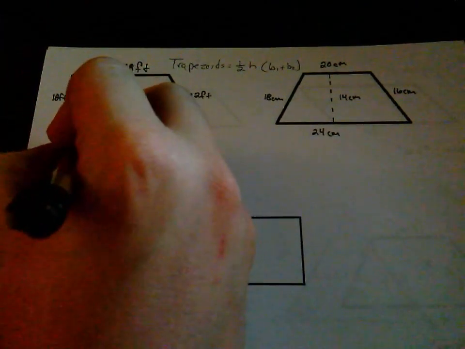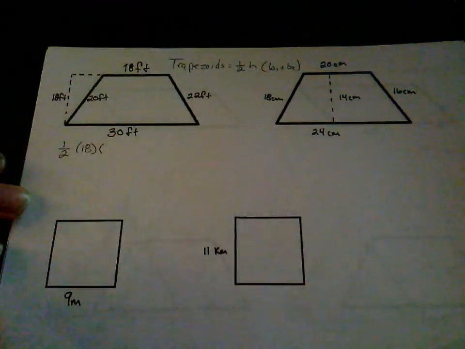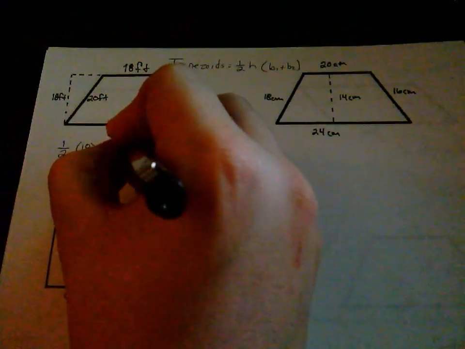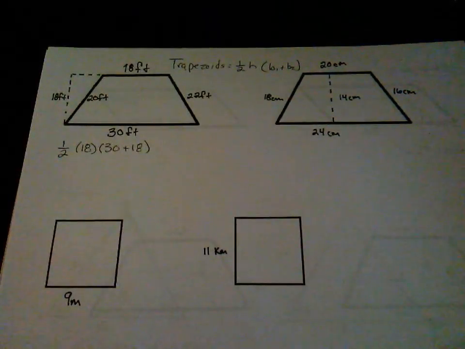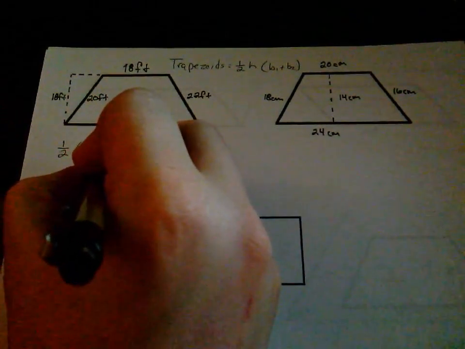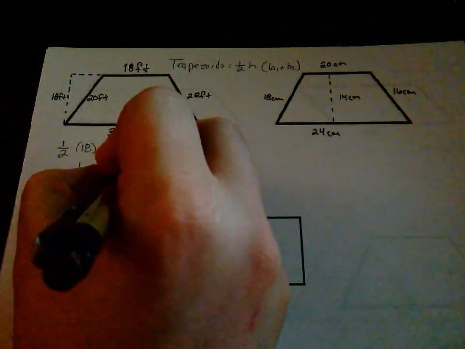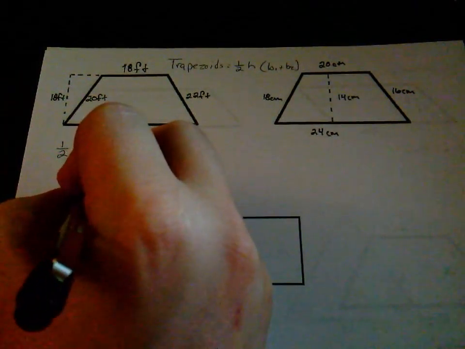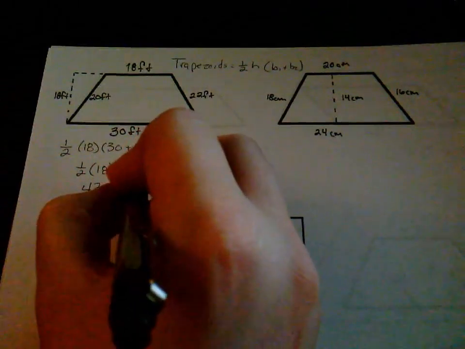So it'd be 1/2 the height, which is 18, times base 1, which is 30, plus base 2, which is 18. Okay? So this becomes 1/2 times 18 times 48. Because remember, you have to add parentheses due to PEMDAS before we do anything else. And then finally, if we do 1/2 times 18 times 48, you should end up with 432 feet squared.